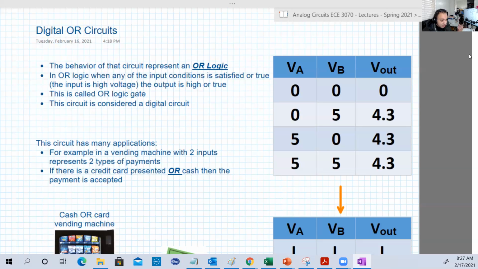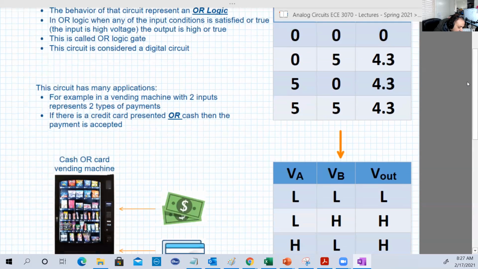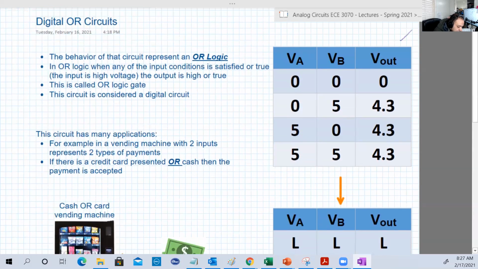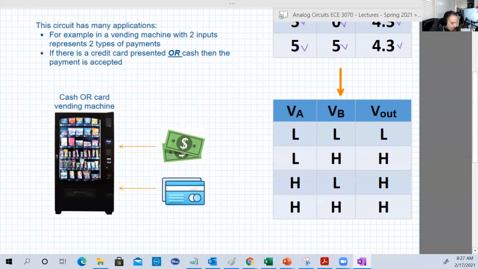High voltage, 5. So these are the circuit outputs and inputs. When we put 0 volt and 0 volt, we get 0 volt. When we put 0 volt and 5 volt, we get 4.3 volt. These are all voltage values that we put to our circuit, but we can represent it in a more formal way.